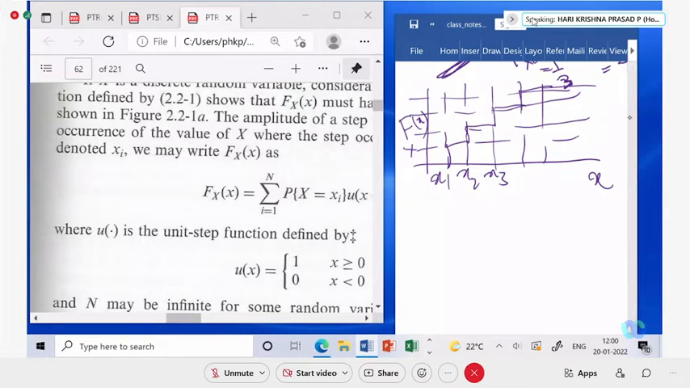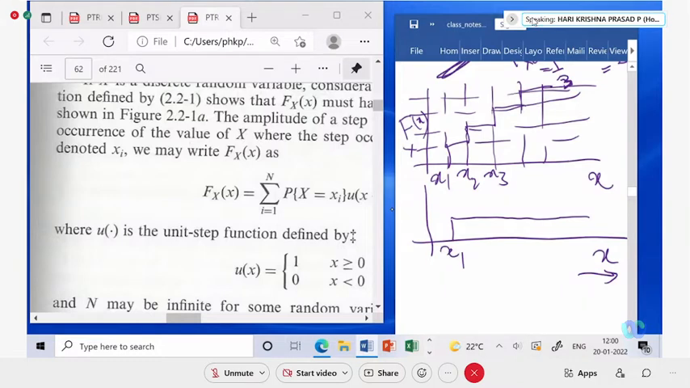It doesn't mean that every distribution function should have a staircase waveform. If there are staircases like this, how can I consider this distribution function? This distribution function can be viewed as having a unit step function at x equal to x1. What is the magnitude of this step height? It is equal to the probability of random variable x taking a value of x1. In a simplified way, we say probability of x1.